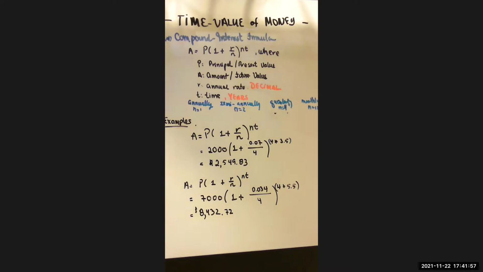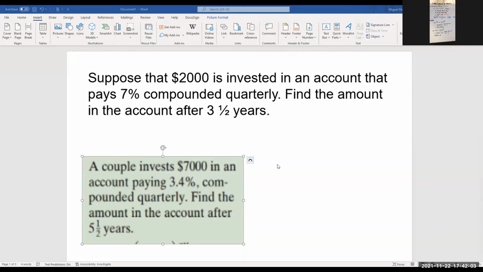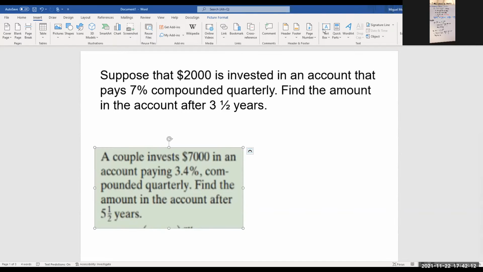Let me share the following. So this is what we have. Our first example is, let's suppose that we have $2,000 invested in an account that pays 7% compounded quarterly. Find the amount in the account after 3.5 years. This is what we call a compounding problem.